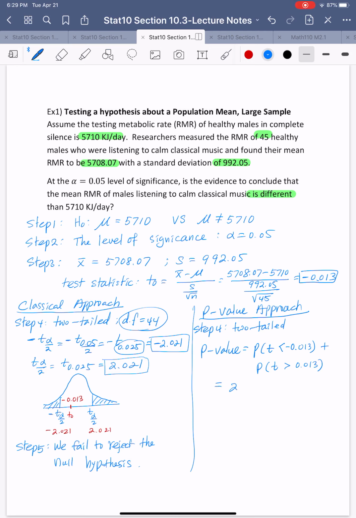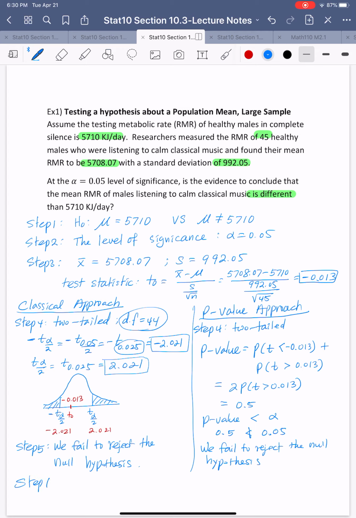So it's going to be the same as 2 times P(t > 0.013), which means it's about 0.5. So in here, the p-value has to be less than alpha to reject the null hypothesis, but the p-value is 0.5 and alpha was 0.05, and 0.5 is not less than 0.05, so we fail to reject the null hypothesis.